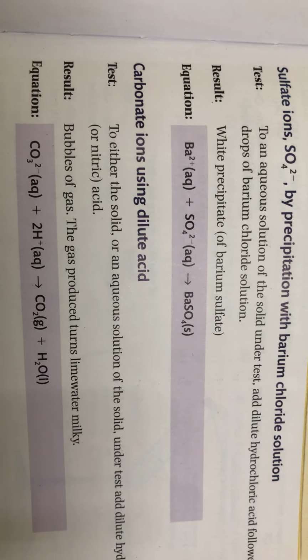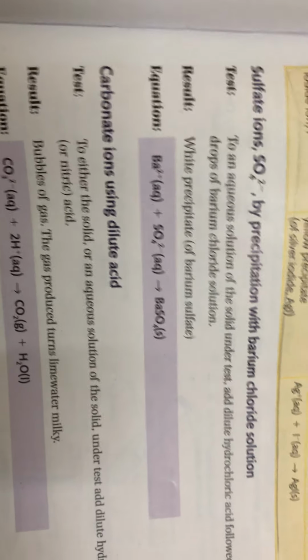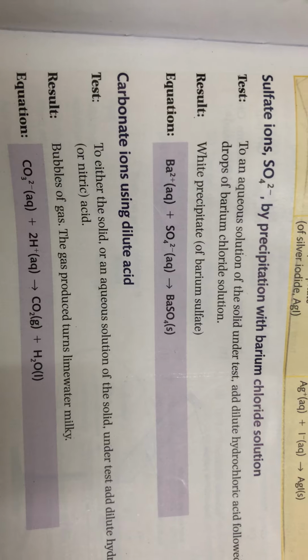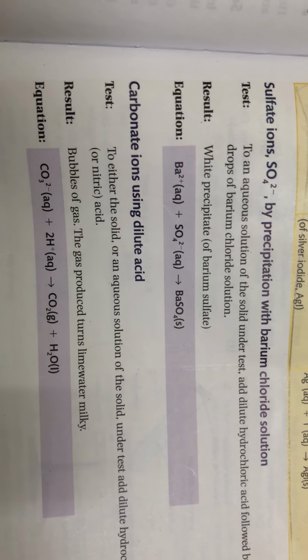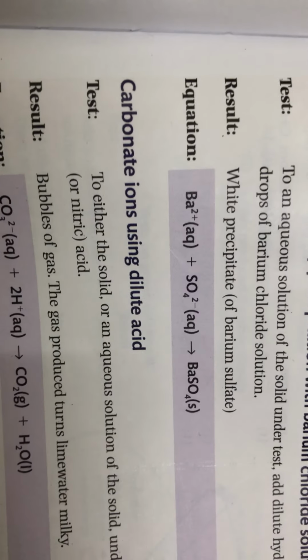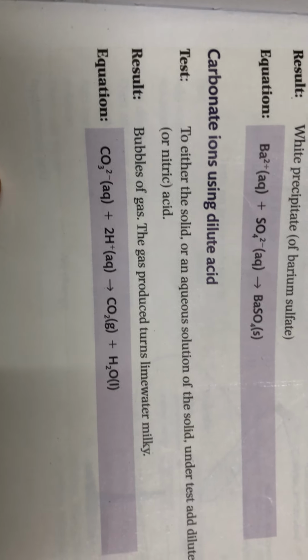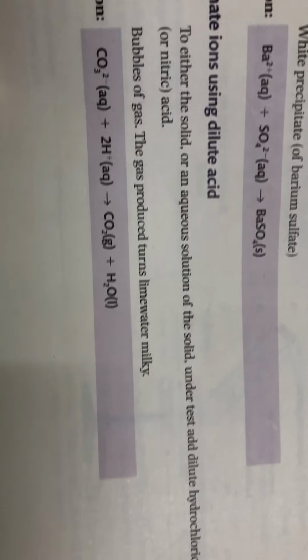Okay, page 55. You can find the summary of testing sulfate and carbonate. I don't want anything else like this. In these two tests, I wanted this summary only. Test sulfate ions by precipitating with barium chloride: add a few drops of dilute hydrochloric acid and then barium chloride, giving a white precipitate. Test carbonate ions by adding either hydrochloric acid or nitric acid, giving off carbon dioxide.